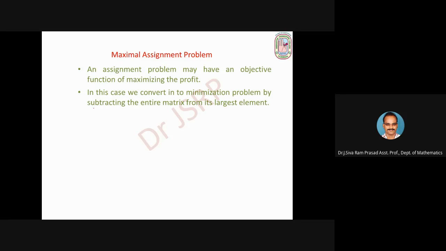So subtract the entire matrix from its largest element. Then the maximal assignment problem converts to a minimal assignment problem. This will be given as one more question: how do you convert a maximal assignment problem to a minimal assignment problem? By subtracting the entire matrix from its largest element, the maximal assignment problem can be converted to the minimal assignment problem.